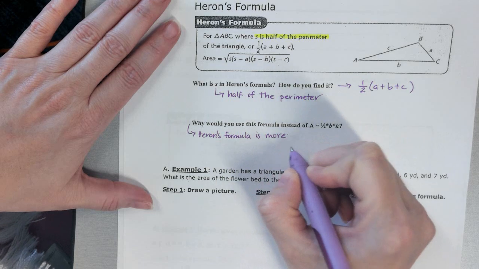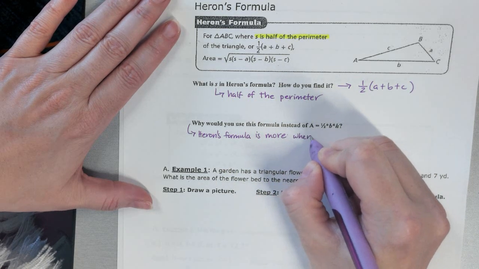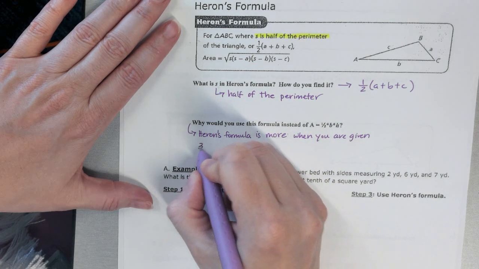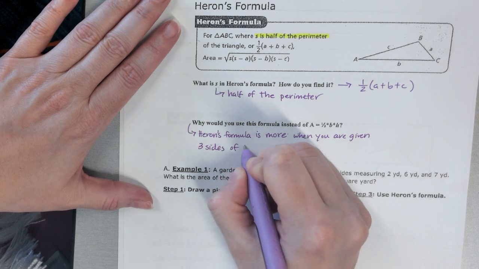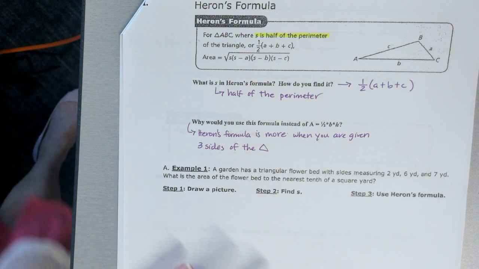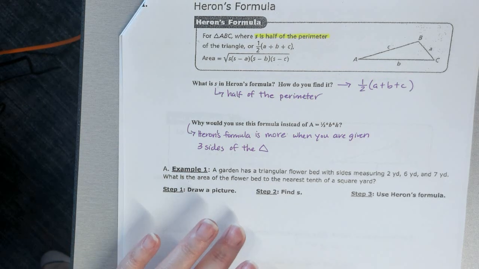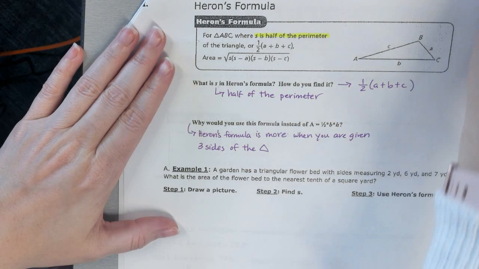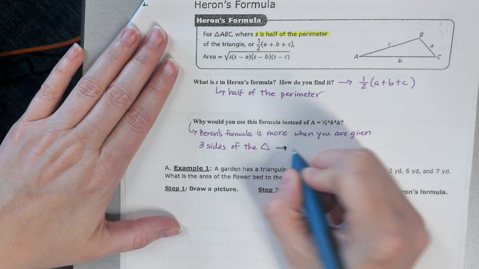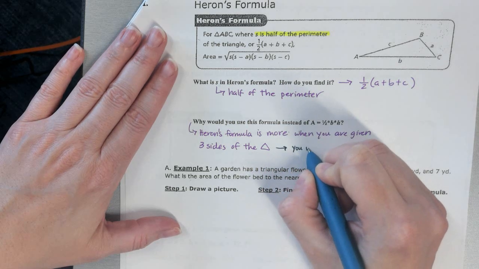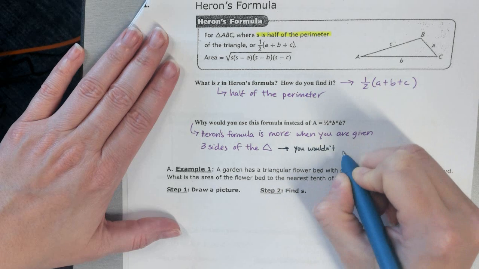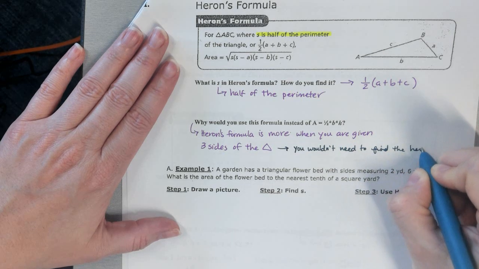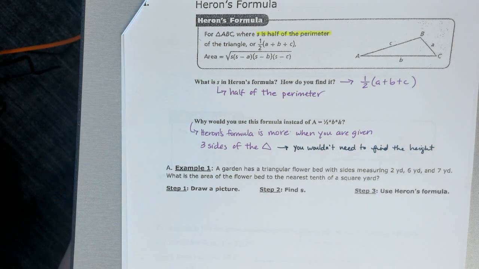So Heron's formula is more efficient when you are given three sides of the triangle. So more than the absence of height, because there are ways that we can find the height depending on the information. And if you're given the three sides, then you wouldn't need to find the height. So this is going to be the most efficient.